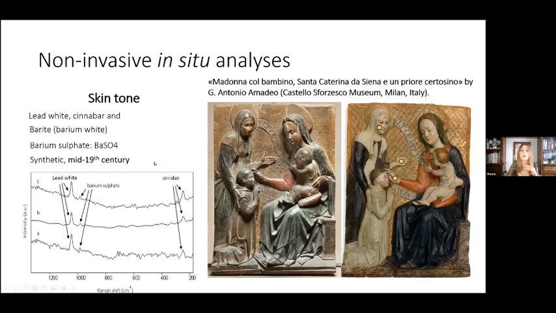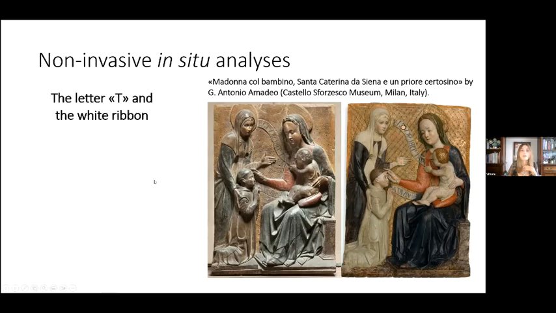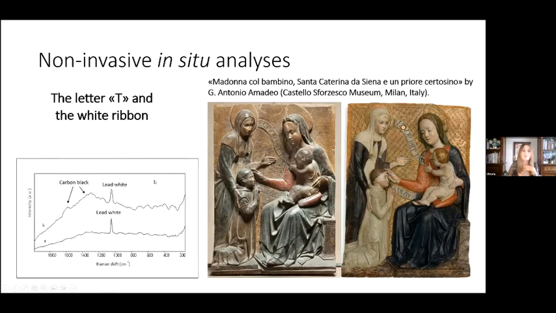Finally, lead white and carbon black were found on the letter T on the white ribbon. I want to emphasize at this point that Raman spectroscopy is especially useful in the positive detection of carbon black, whereas most of the other spectroscopic techniques deduce its presence just following the lack of other black chromophores.